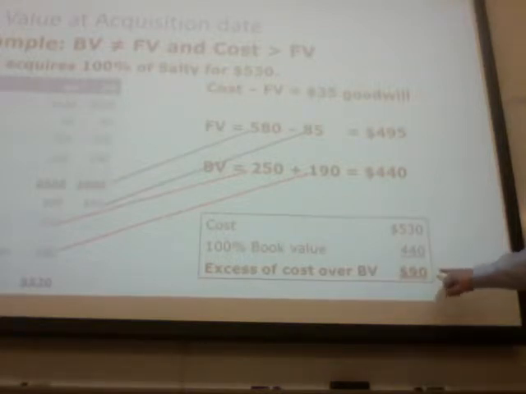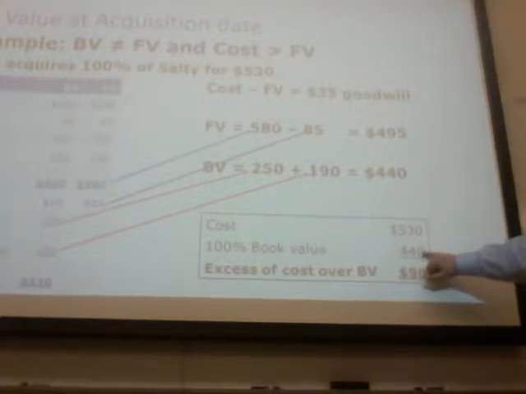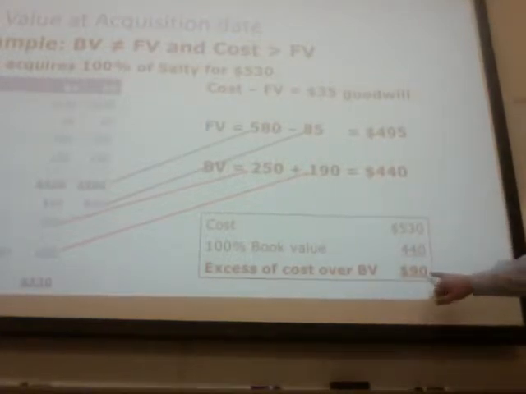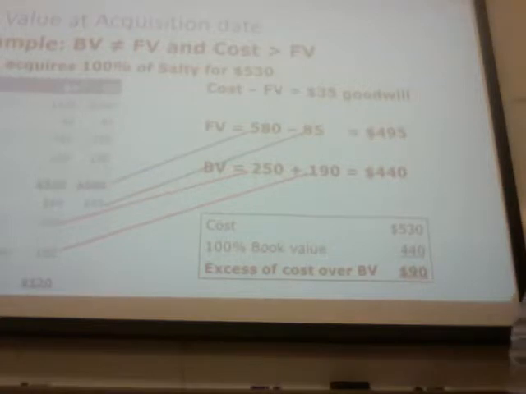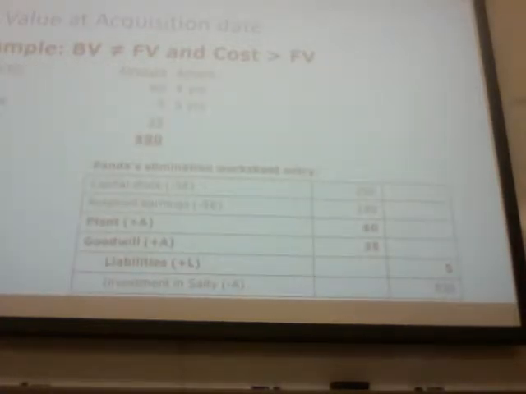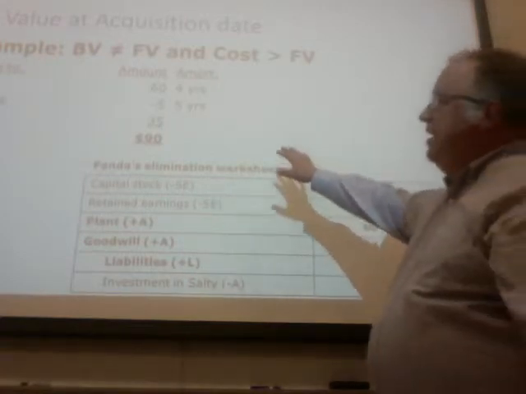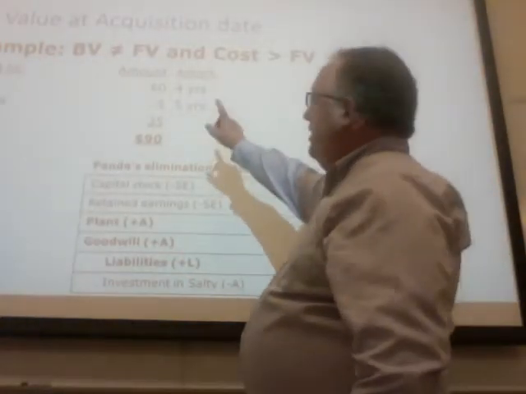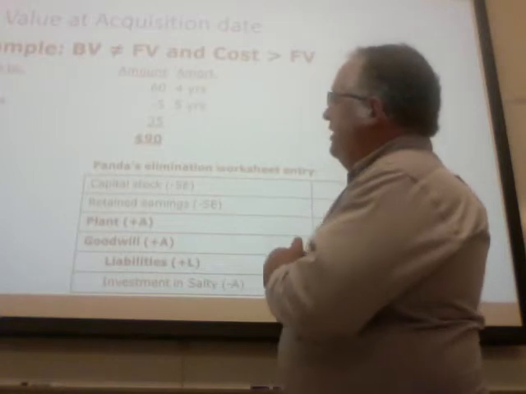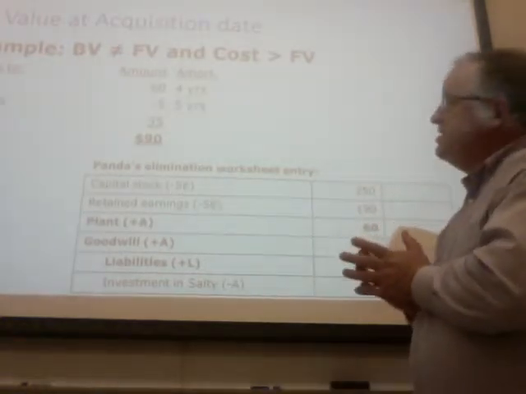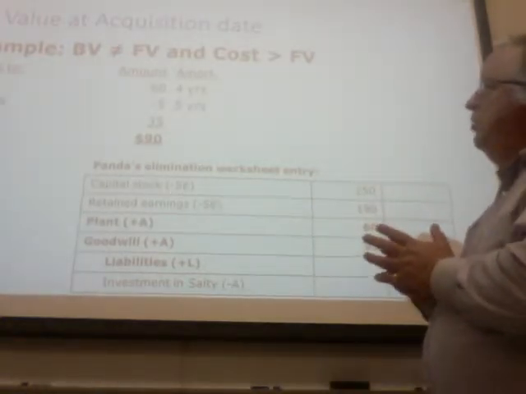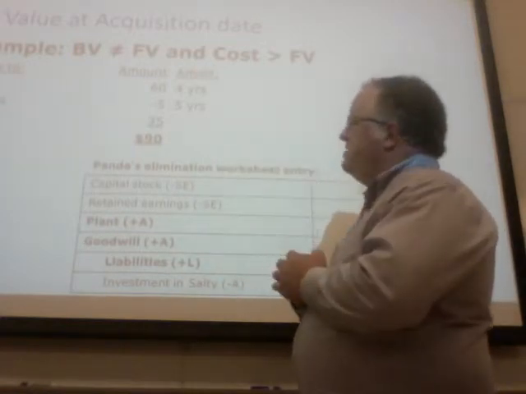We've got an excess of cost. That's what Panda paid, the $530. There's the book value, $440. So the excess of cost over book value is $90. Now we go through and do our allocation of that $90 to what we got. So we've got the plant. We decided that fair value of that was $60 more than book value. The liabilities were $5 less.